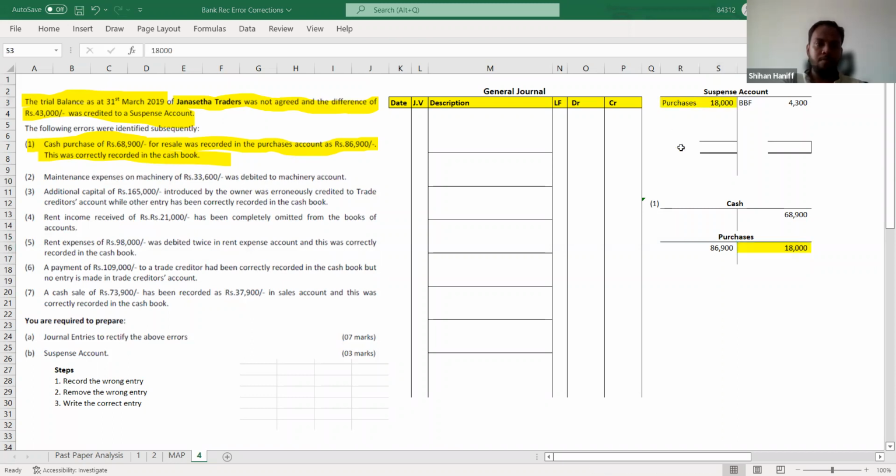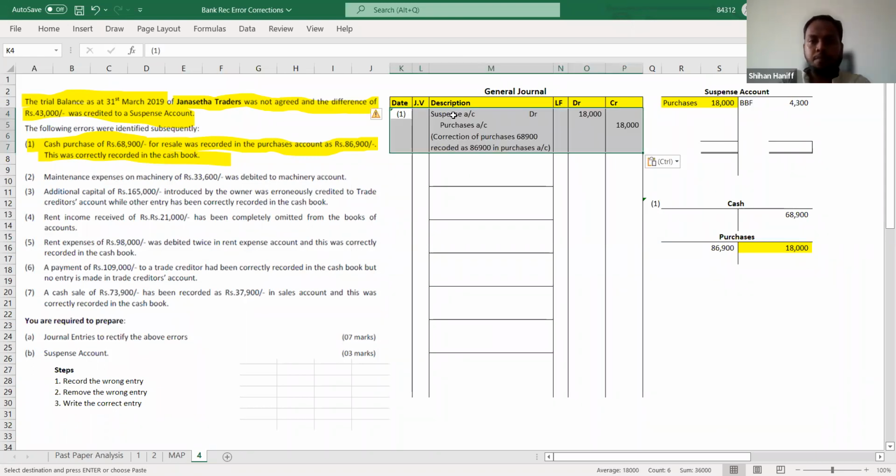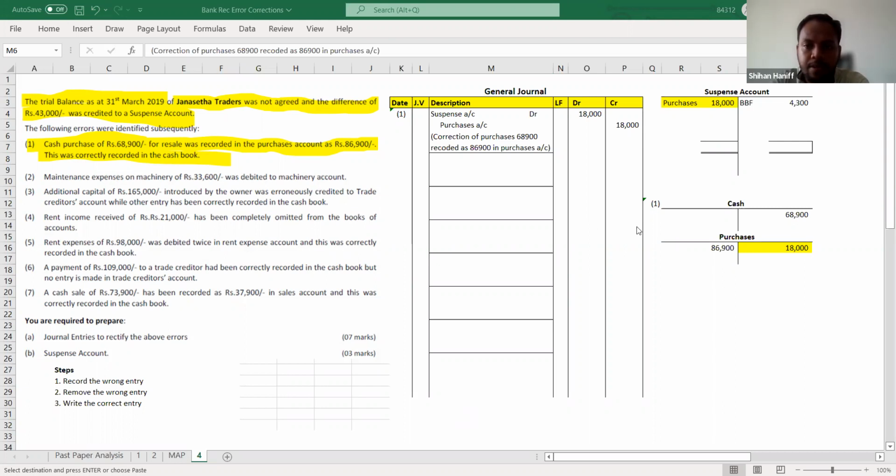So go back to the general journal. The error corrections are done in the general journal. We record suspense account debit 18,000, purchases account credit 18,000. Here, suspense debit, purchases credit. And within brackets, you have to write a narration: correction of purchases 68,900 recorded as 86,900 in purchases account.